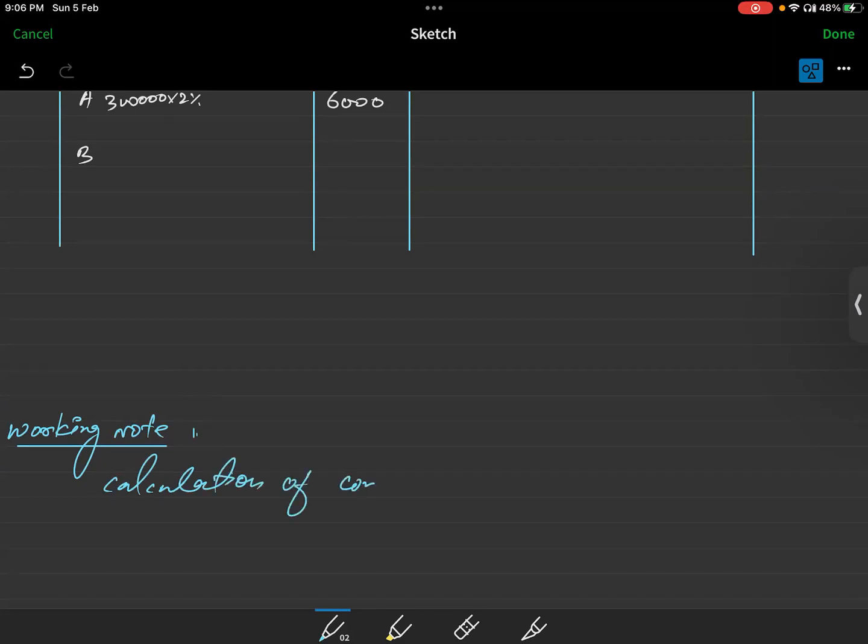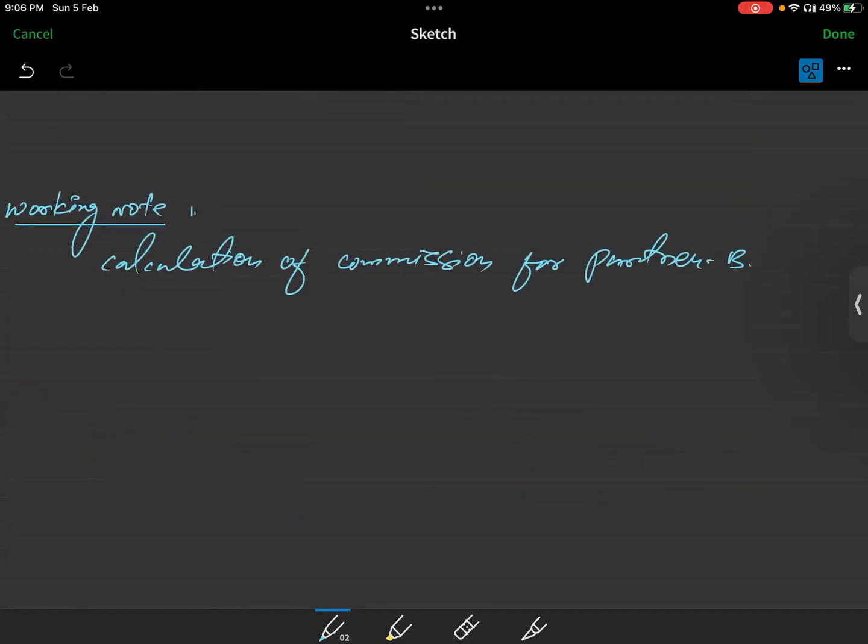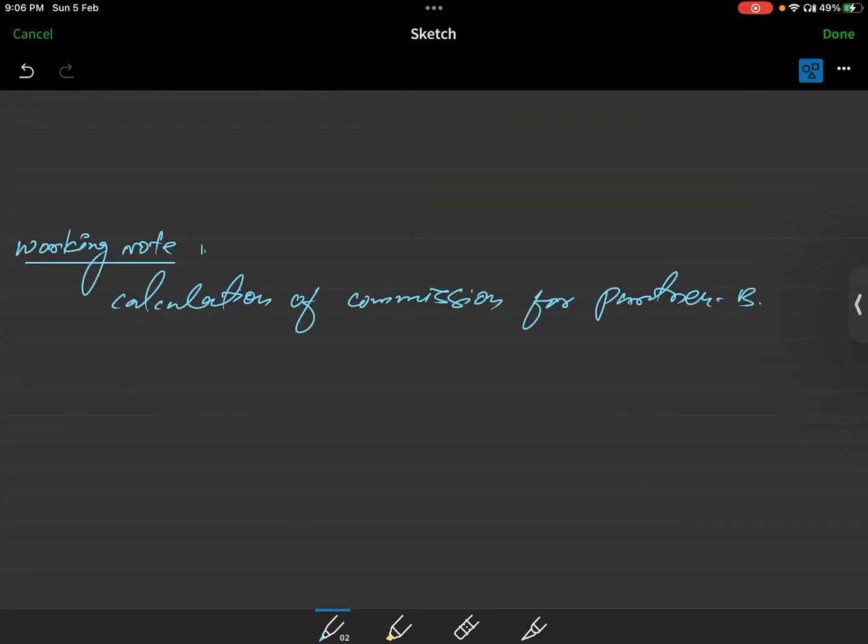Calculation of commission for partner B. All right. Now, as it says in the question, B will get commission of 5% on profit after deduction of all expenses, including such commission. So what do we need to do? We'll first take the amount of net profit which is given in the question, 50,000. Out of that, we'll subtract all the expenses.